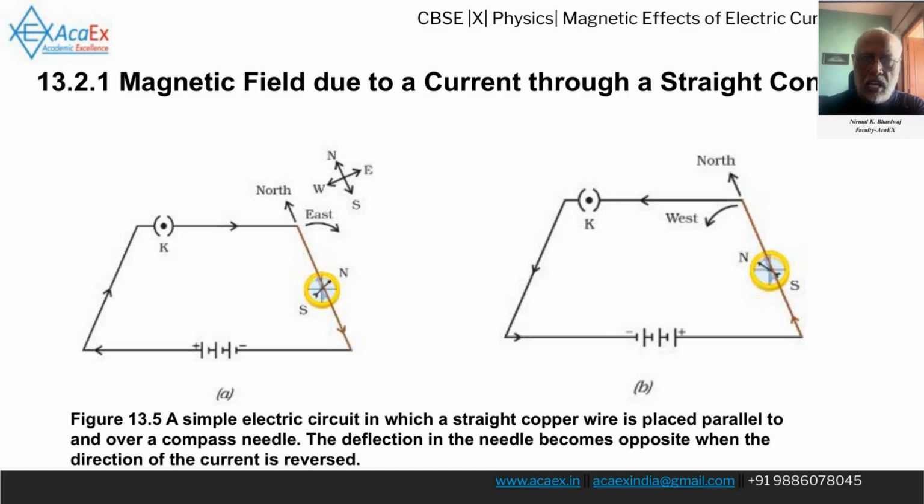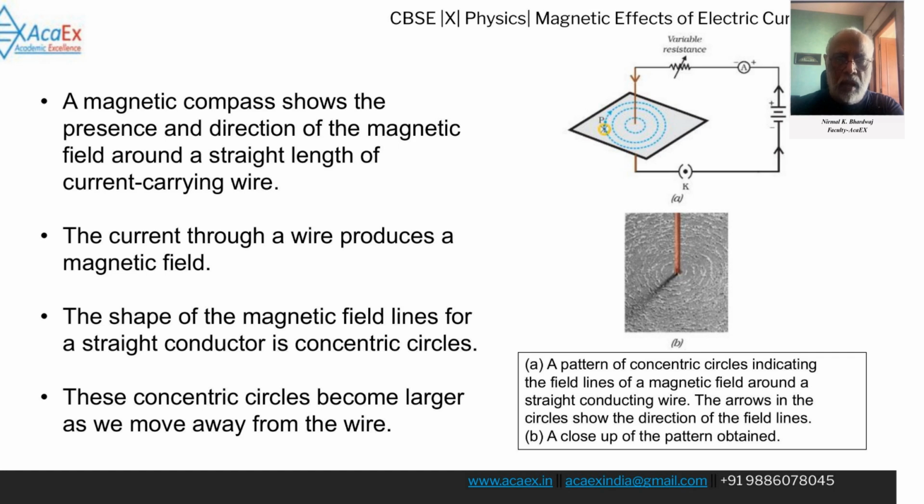Magnetic field from a straight conductor. This slide illustrates that when the direction of the current in a straight wire is reversed, the deflection of a nearby compass needle also becomes opposite. This demonstrates the direct relationship between the direction of the current and the direction of the magnetic field it produces. Visualizing the magnetic field: a magnetic compass shows the presence and direction of the magnetic field around a straight length of current-carrying wire. The field lines are concentric circles that become larger as we move away from the wire.